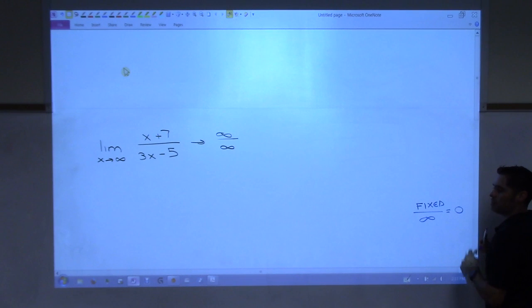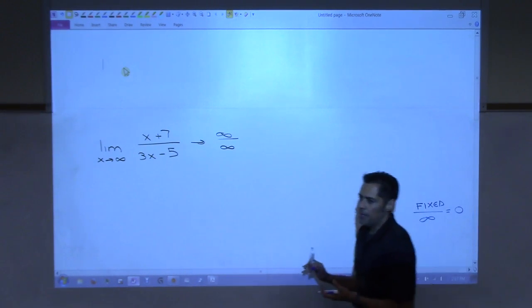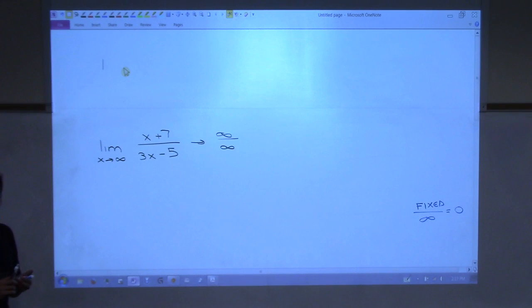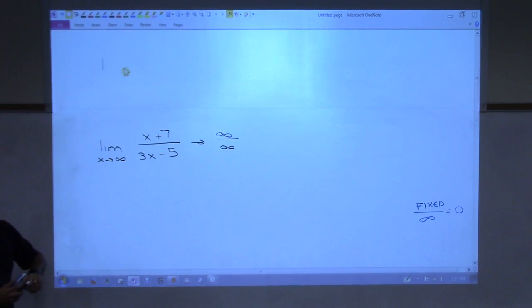We're going to try and do this. The fact that when we get fixed over infinity, that goes to 0, we're going to try and utilize that. Right now, I don't have any of that. I have infinity over infinity. So I'm going to be very clever right now, and I'm going to create those situations in this expression.